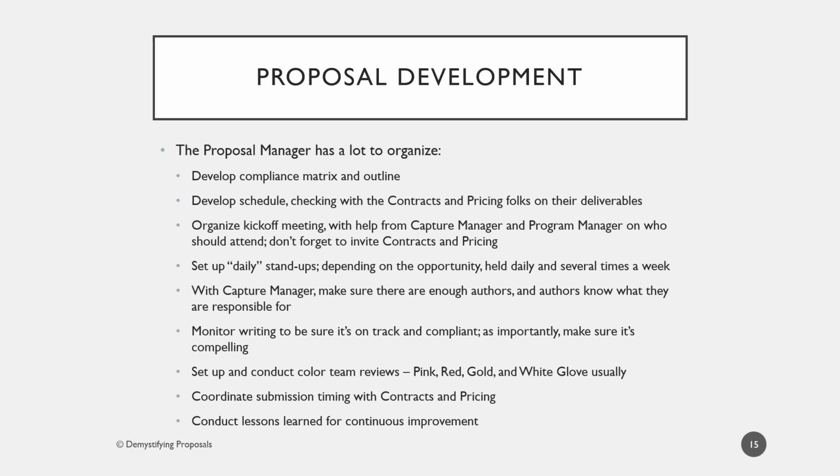There are other trainings that talk about those things specifically, should you have interest in learning what compliant means and what compelling means. They also set up and conduct color team reviews. Generally speaking, government contractors use the Shipley method, and that involves pink team, red team, gold team, and white glove. They also want to coordinate the submission timing with contracts and pricing.